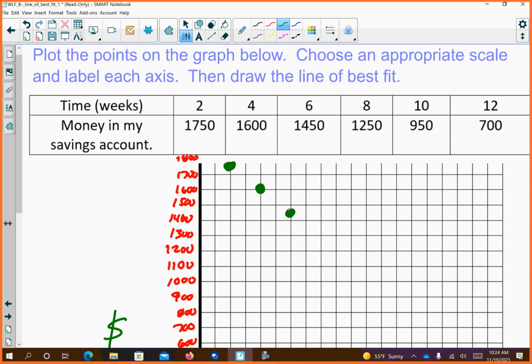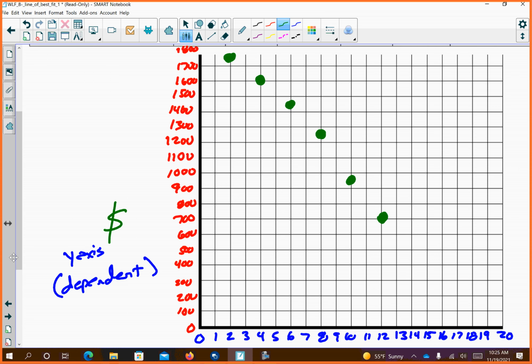At week 8, we're at 1250. At week 10, 2 more over, we're at 950. And at week 12, 2 more over, we're at 700. Okay. So that's basically what our data looks like. So just by looking at it, we're spending some money. Agree?